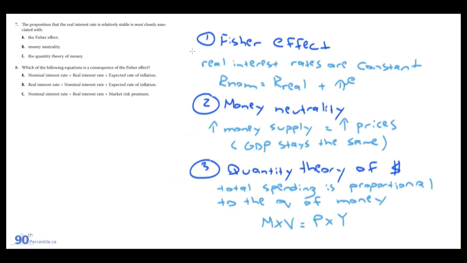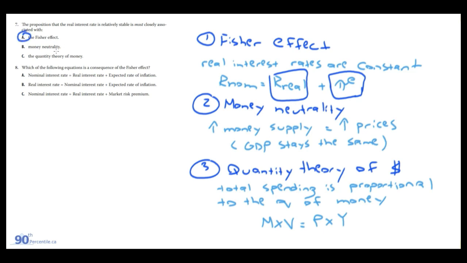We have some questions about the Fisher effect, money neutrality, and the quantity theory of money. First question, the proposition that the real interest rate is relatively stable is most closely associated with Fisher effect, money neutrality, or the quantity theory of money. So quick summary of all three of these concepts. Fisher effect states that real interest rates are constant in an economy, and the nominal rate is the sum of the real interest rate plus expected inflation. So we should be familiar with this already. But the key factor here is that real interest rates remain constant, and then expected inflation is what drives differences in the nominal rate.